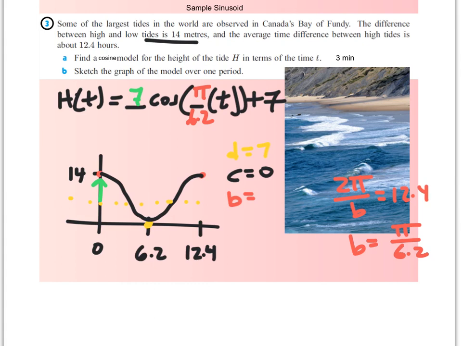Alright, so that would be a function there for part A to model that. And it looks like for part B we sketched 1 period.